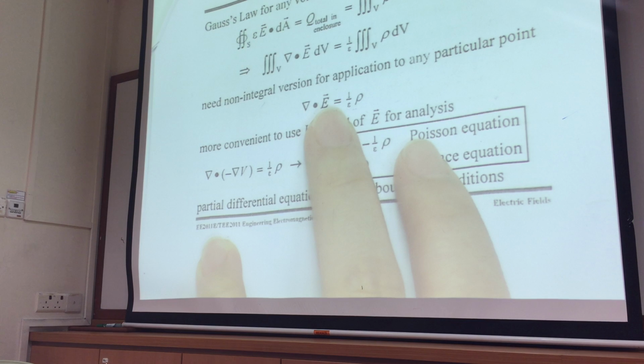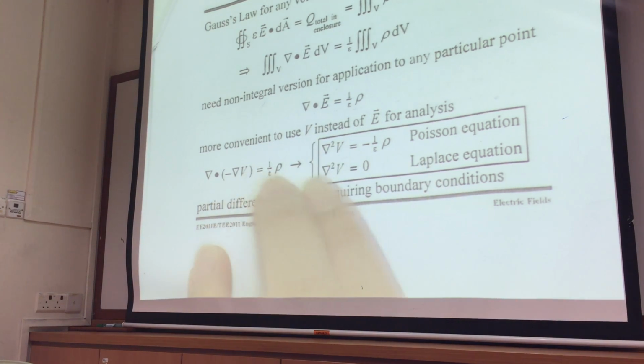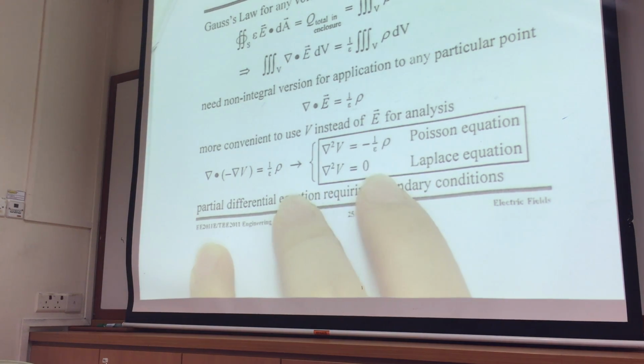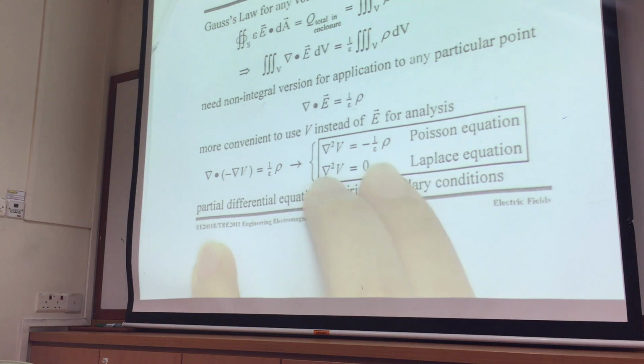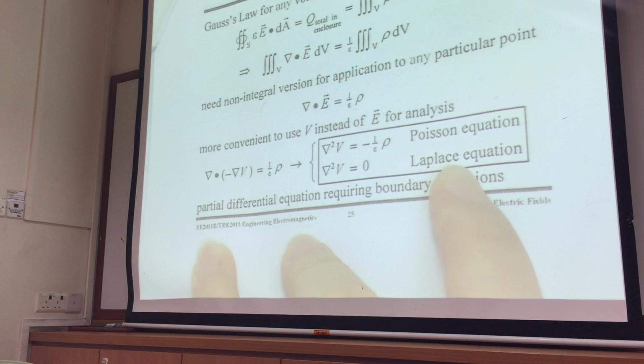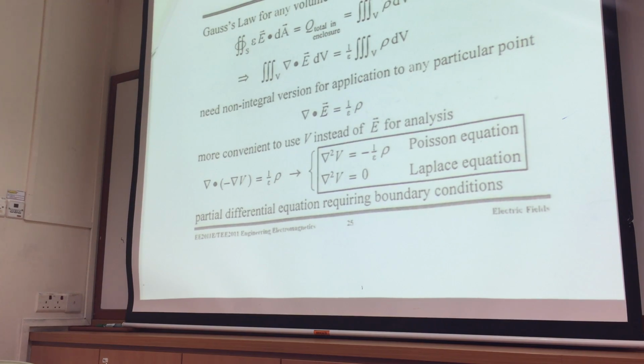So E we can substitute with minus gradient V, so minus Laplacian V. Laplacian V. So we just substitute, and then we can get these two. Partial differential equation requiring boundary conditions. This one is the Poisson equation. This is the Laplace equation.